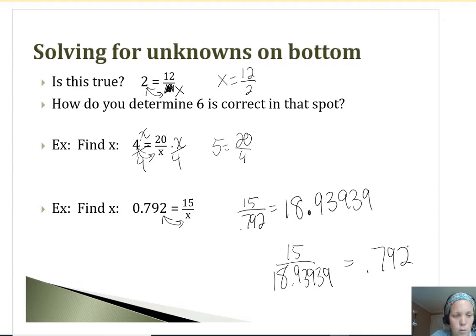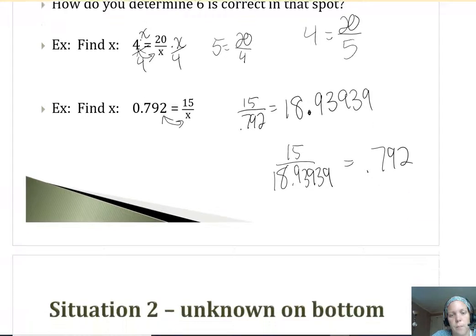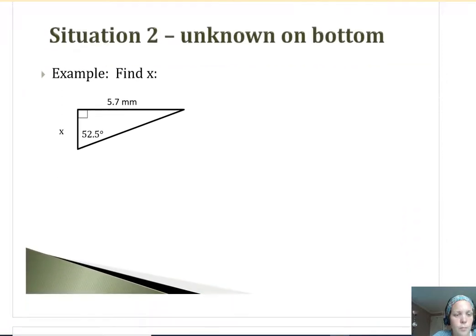So use that trick if you get onto these and x is on the bottom and you're totally confused. Pick something that makes sense, like 20 divided by what is 4, it's going to be 5. Think about something that you know.